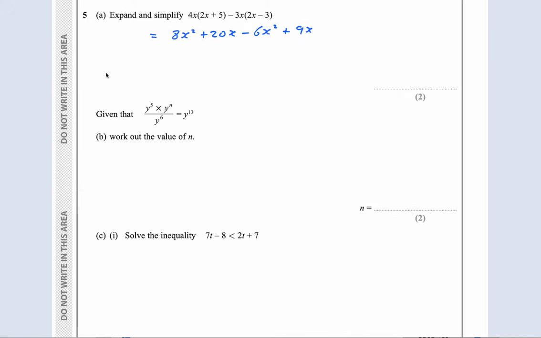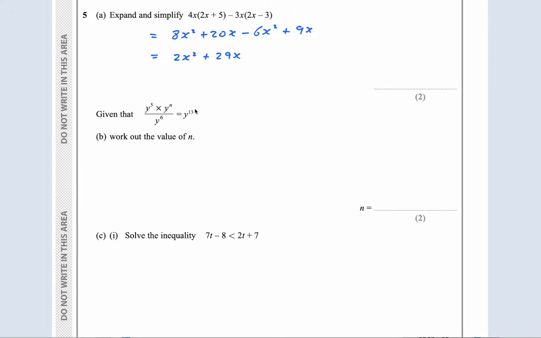Now I have to simplify. My 8x squared minus 6x squared is 2x squared. And my 20x plus 9x is plus 29x. So that's the answer.